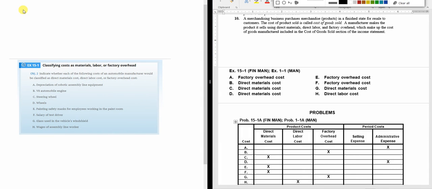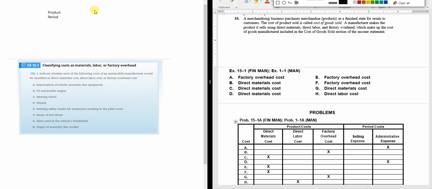We're going to get into it in this next problem, but there are 2 types of costs in an income statement. There are product costs and period costs. Okay, and product costs are costs that attach to a product. Product costs are direct materials, direct labor, and factory overhead.